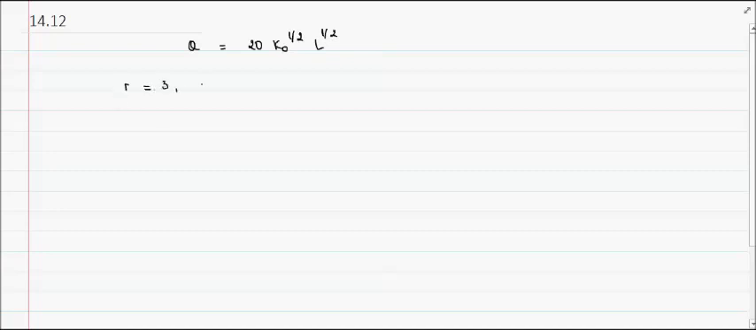Okay, so we're going to do 14.12. So again, we are given the firm production function Q equal to 20 K0 to the power a half and L to the power half. Okay, so the price of capital is R equal to 3 and the price of labor is 12.